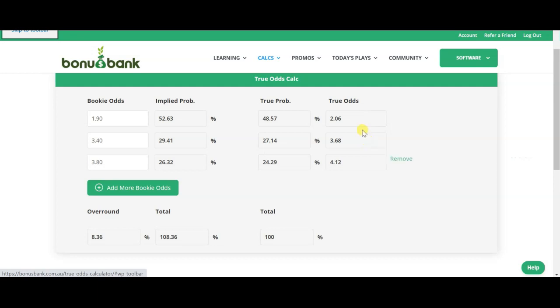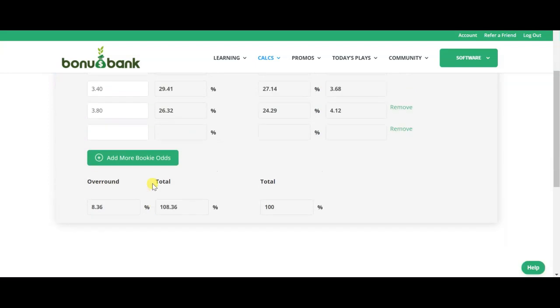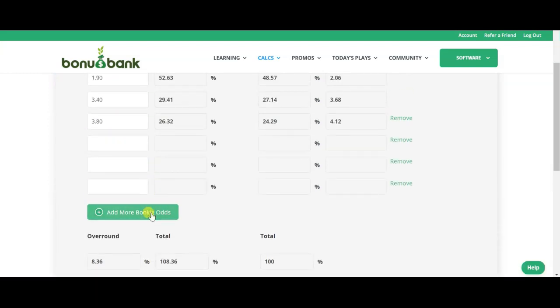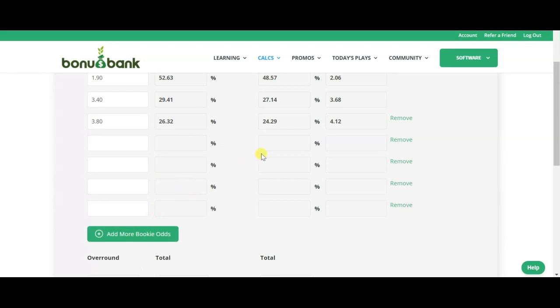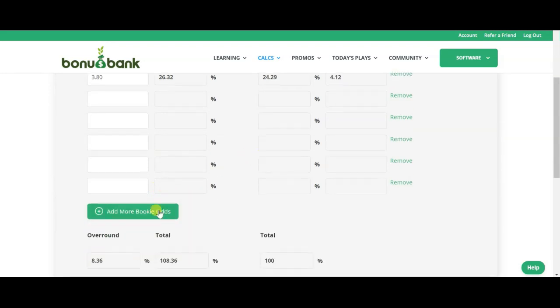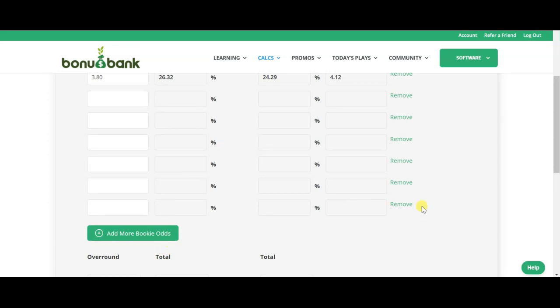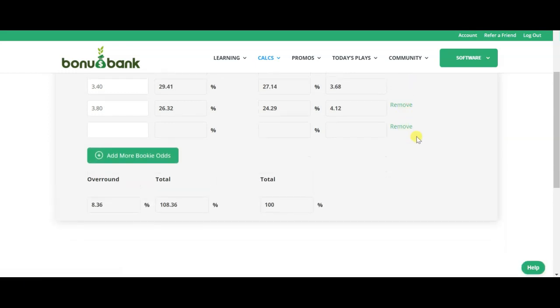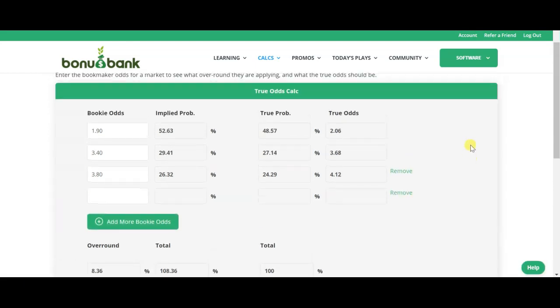And we can add as many bookmakers as we want here. So maybe you want to do a half-time, full-time, or a correct score market. However many selections are in that market, you can just keep adding rows and adding the data, and it'll work out the complete overround and the true odds for those selections, and you can just remove them over here. So as I said, it's really straightforward to use. I think you'll find it useful, especially when trying to calculate EV and that kind of thing.